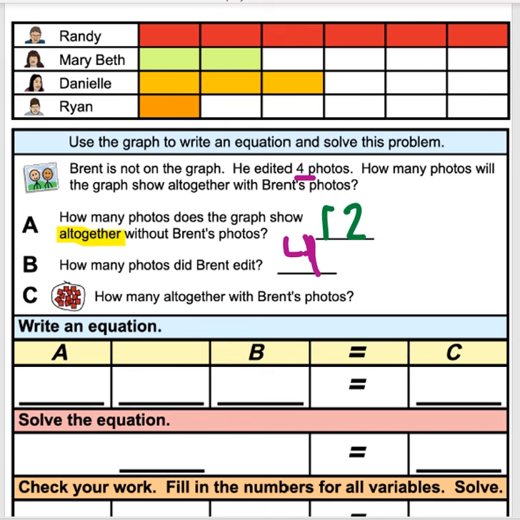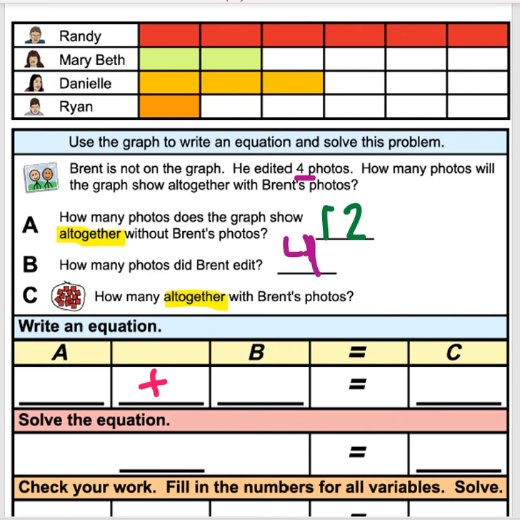And we're looking for C. How many all together with Brent's photos? Once again, we see those words all together. We know we're going to be what? We're going to be adding. So we're going to go ahead and put our plus sign in our equation.